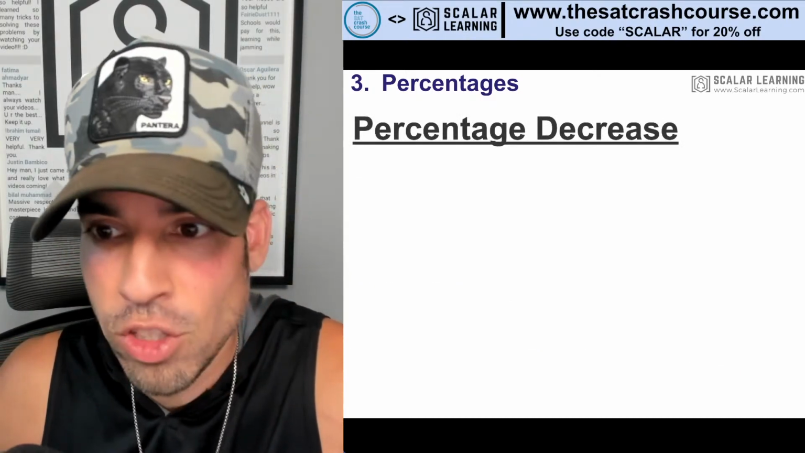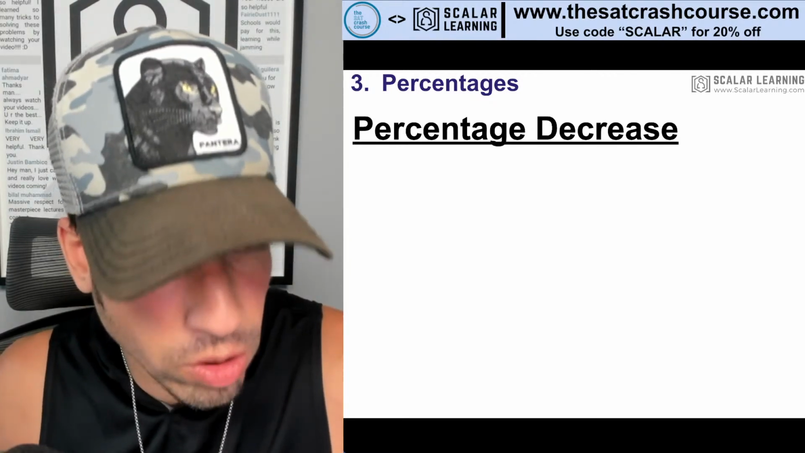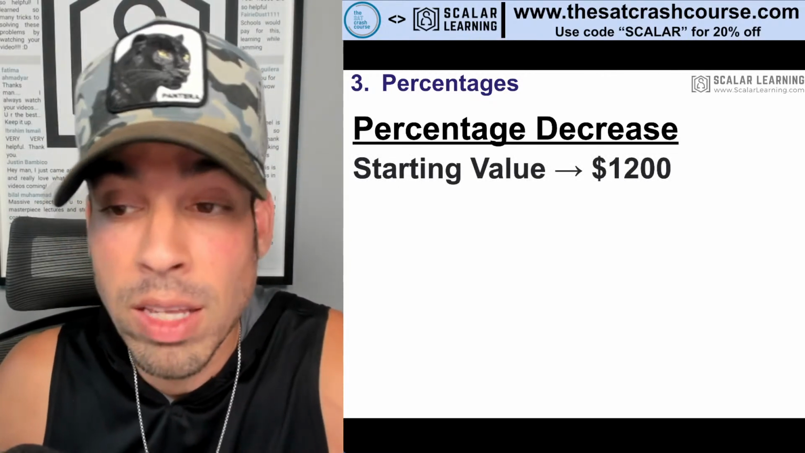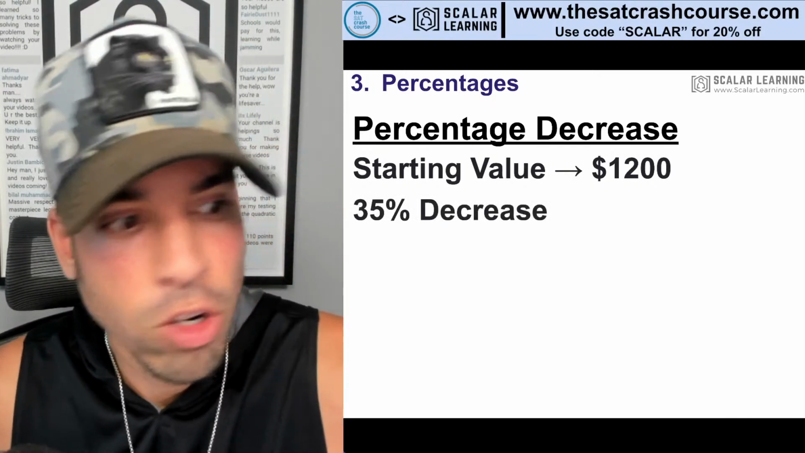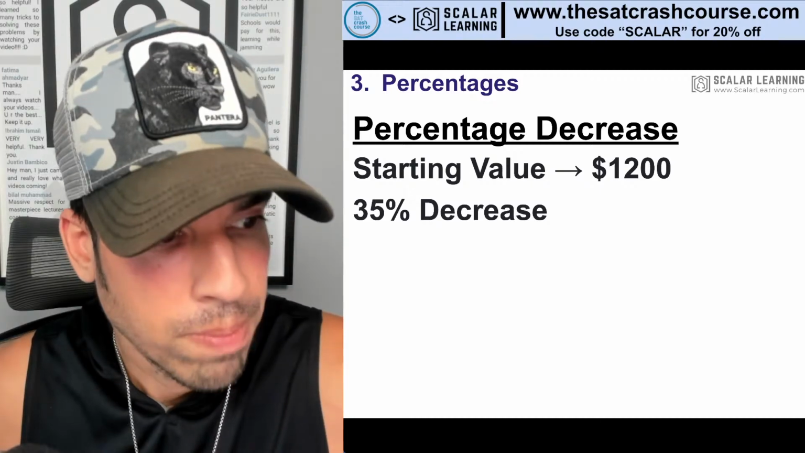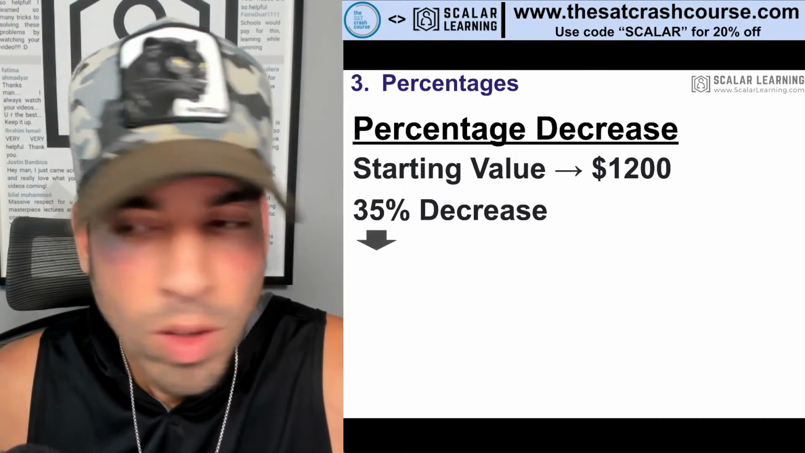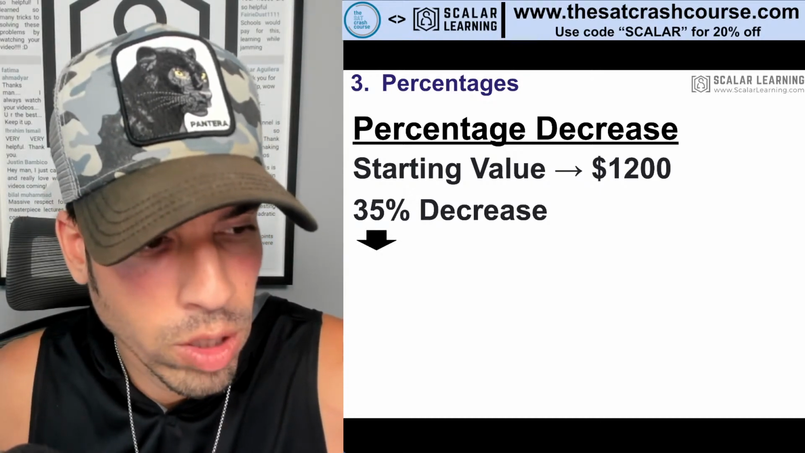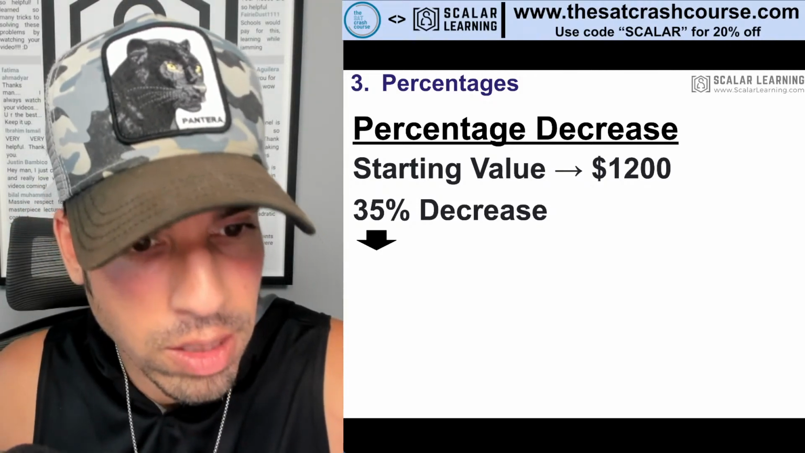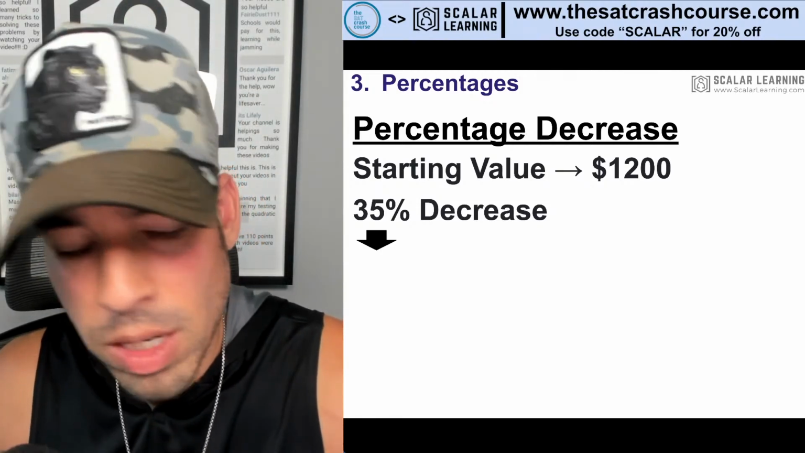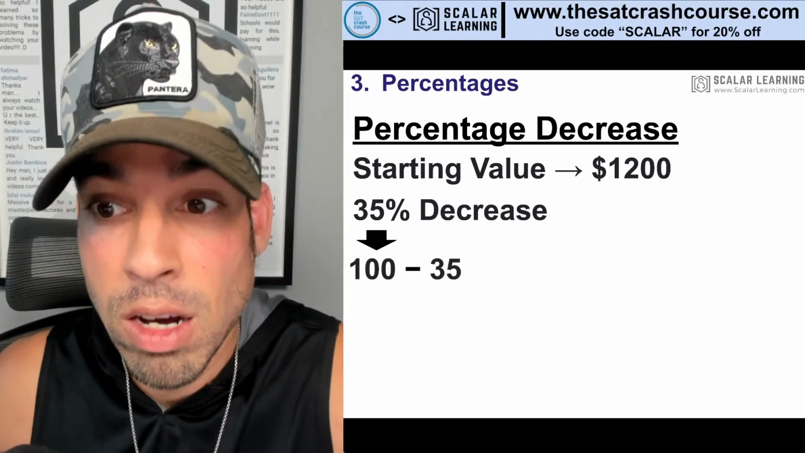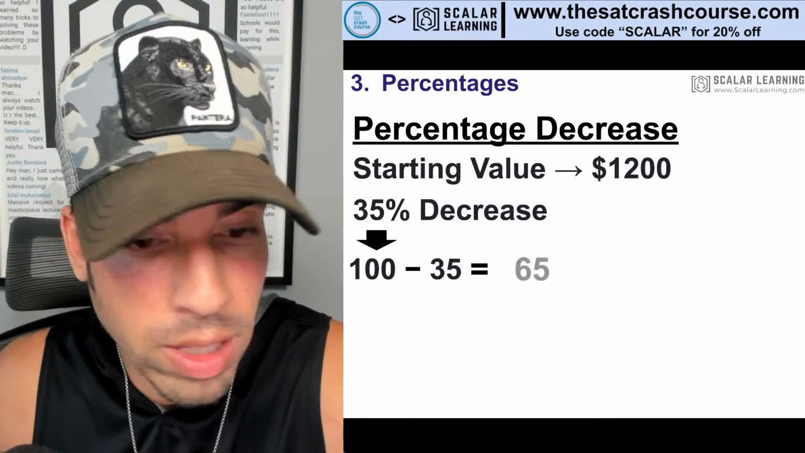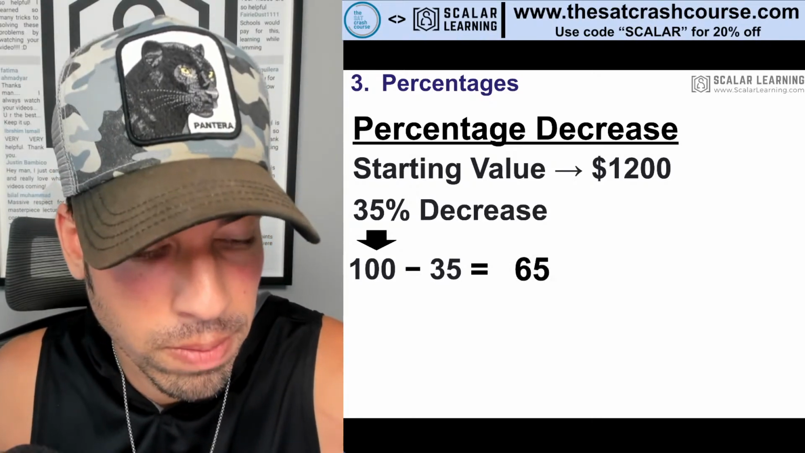Now moving on to percentage decrease, okay? So it's the same idea. We have the starting value of 1,200 and then we're decreasing by this 35%. All right, so what we're going to do is calculate 35% and remove it. Or the other way that I'm going to show you is we're going to take 35% away from this 100. So we're taking 100 minus 35, and now we're left with 65%, okay?